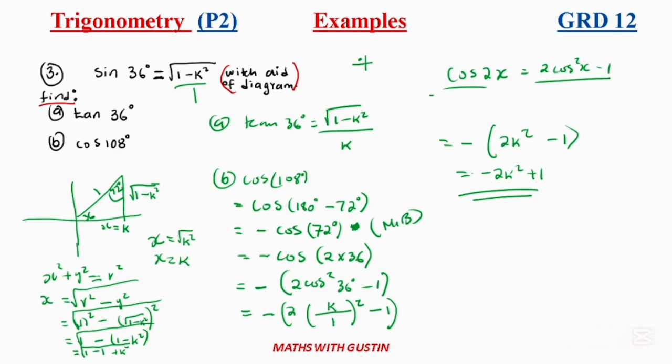Very interesting question indeed. Just let me know in the comment section how you dealt with this part. Because even here, when I got to this point, I could have changed this to 1 minus 2 sine squared x. I could have also used this, but I know the answer would still have been the same anyway. So let me know which method you have used.